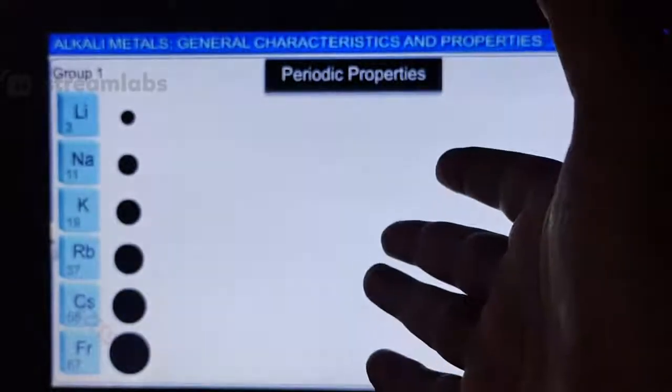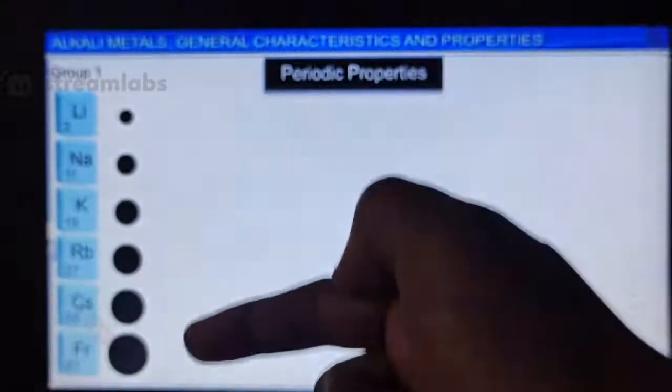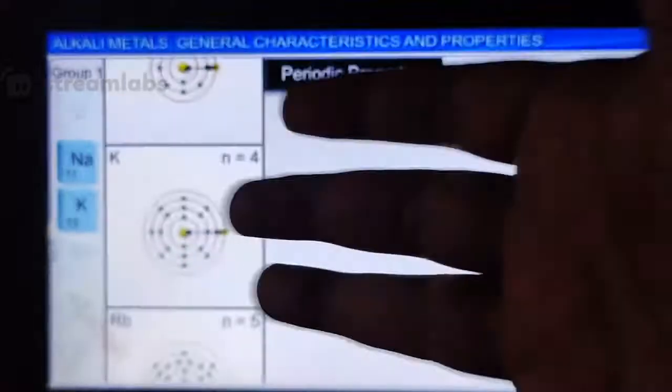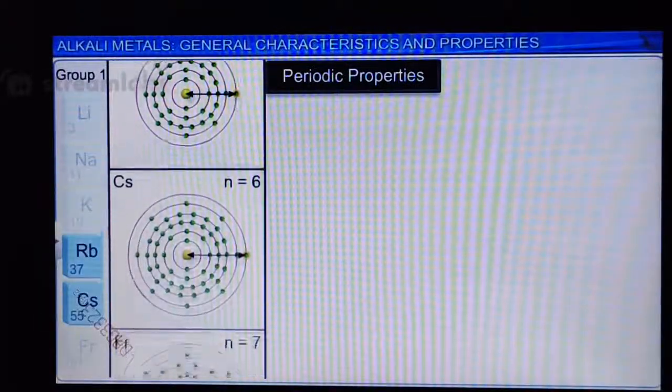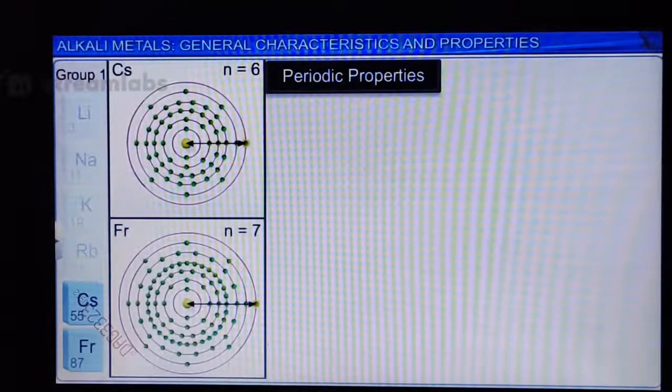Let us look at the periodic trends and the properties. We had discussed this on the board. If we look at the atomic size down the group, the atomic size is increasing. Reason: the number of shells down the group is increasing, and that is the reason why the atomic size is increasing. Simple as that.